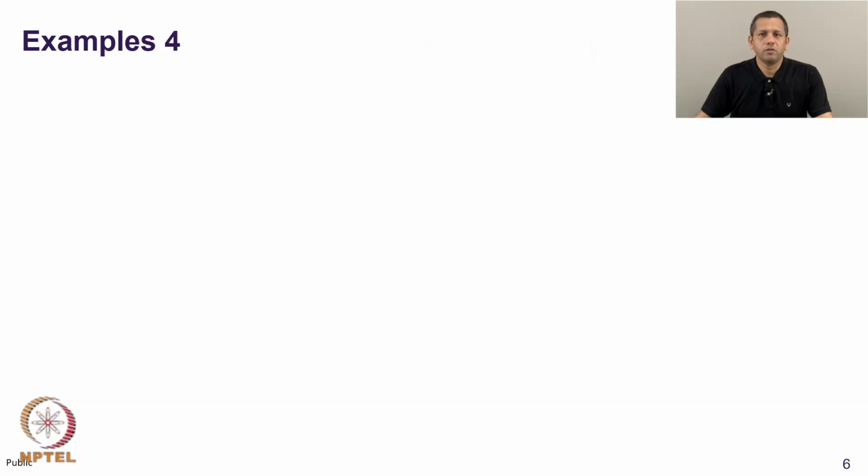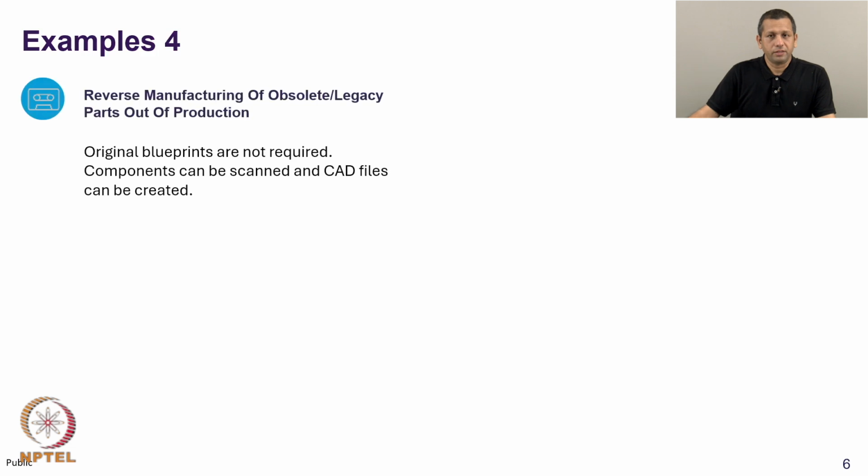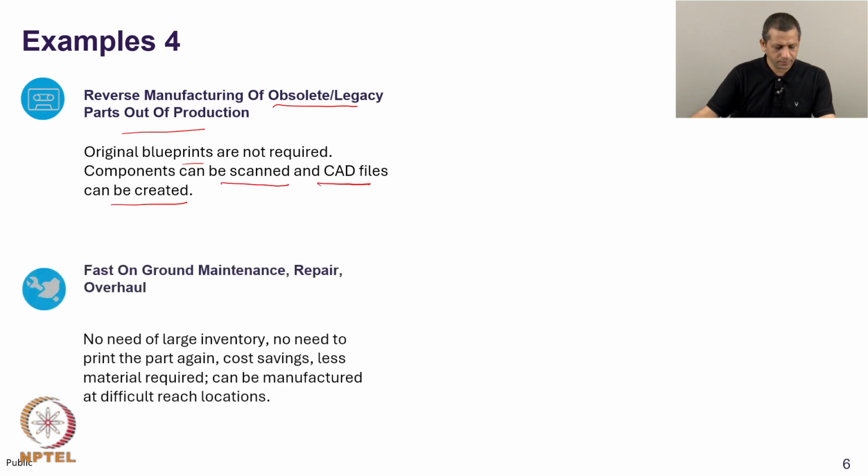Additive manufacturing offers reverse manufacturing of obsolete or legacy parts which are now out of production. We do not need to have blueprints of these parts. We can simply scan the geometries and create CAD files and print them. Of course, some planning of material and the applications is needed.